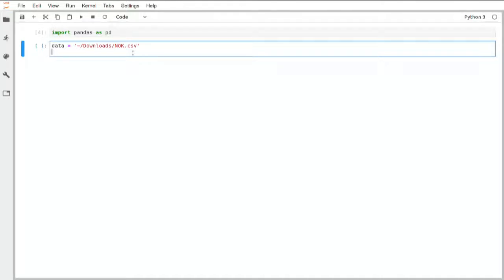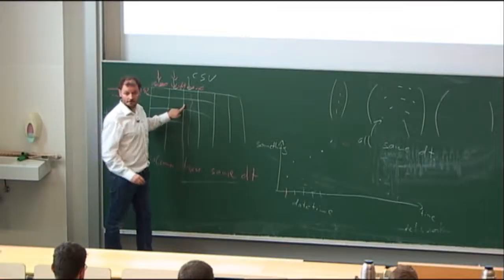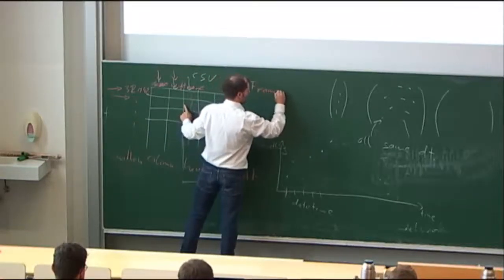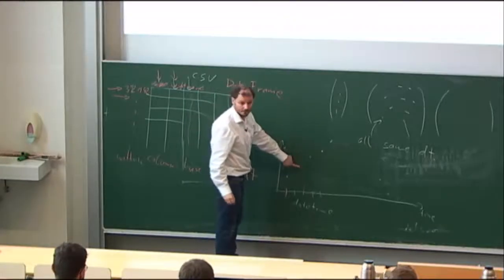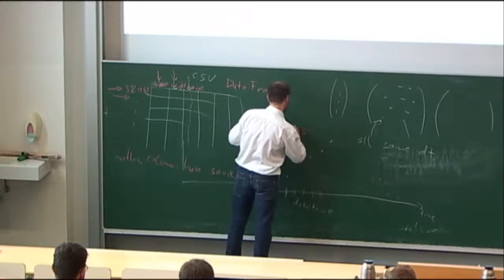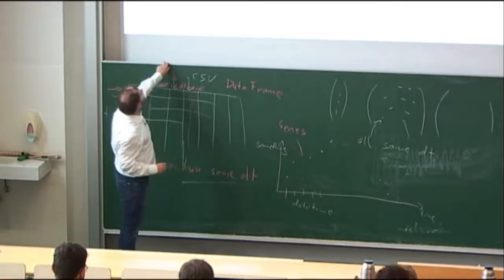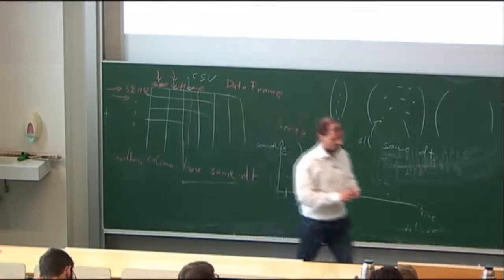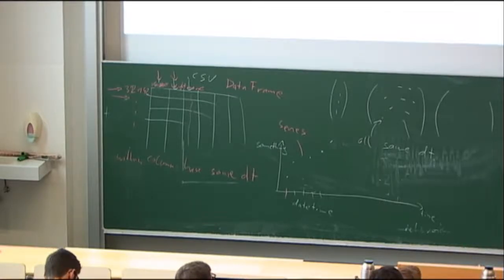So in Pandas, we have two data structures. One is this Excel sheet style. This is what we call a data frame. And the other one is the time series style. This is what we call a series. But this CSV file, it's like an Excel sheet. So it's a data frame. So we create a new data frame, we call it df. So we say pd.read_csv. And then we put in that string, data.